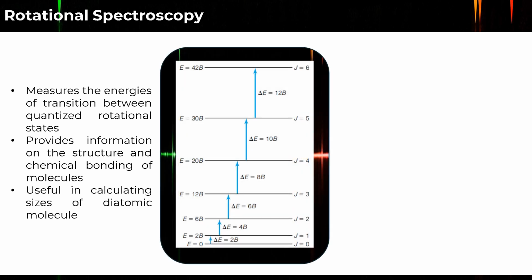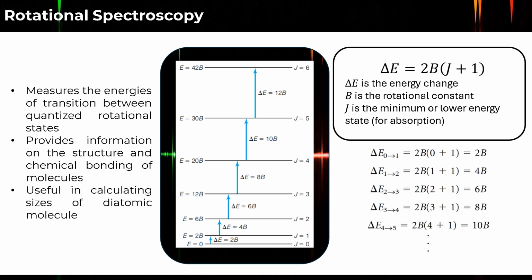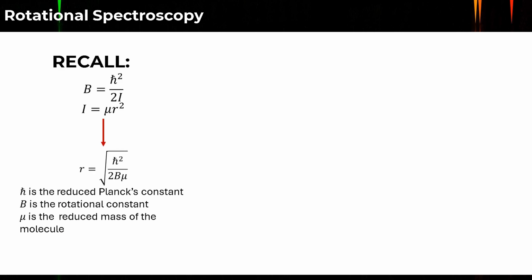Shown on the screen are the energy changes between the energy states. But how are these values obtained? They were obtained by the formula delta E is equal to 2B multiplied by J plus 1. The formula was then used for calculating the constant to be used in getting the changes in energies of transition. Now, let us discuss how rotational spectroscopy identifies the size of diatomic molecules. From the previous discussion, we have a formula for getting the constant B, and we also have a formula for getting the moment of inertia.